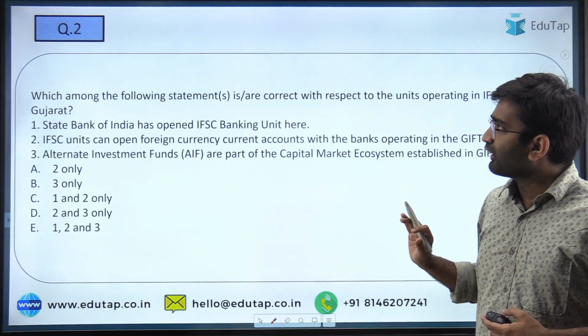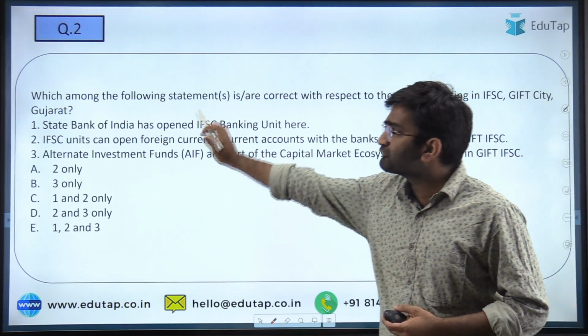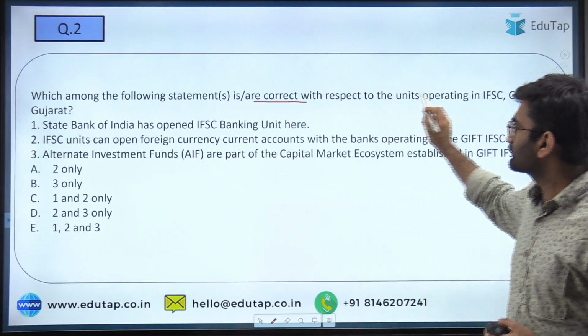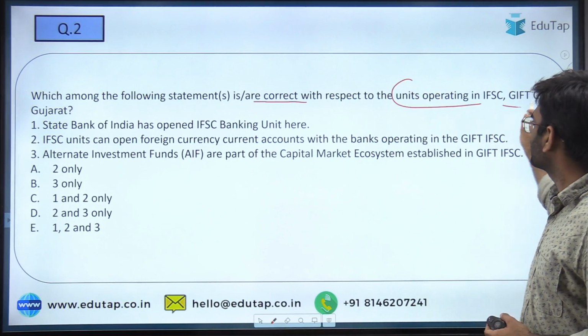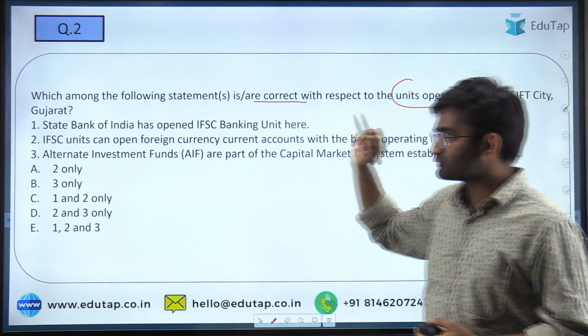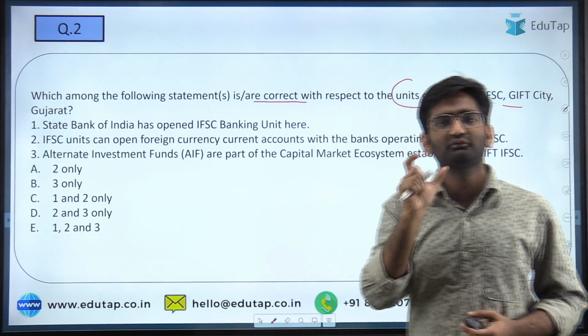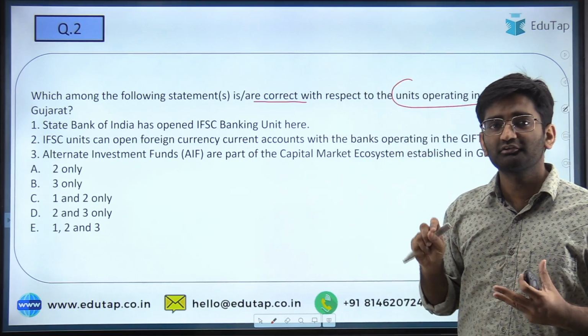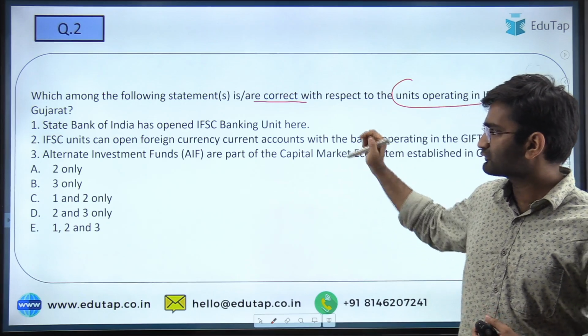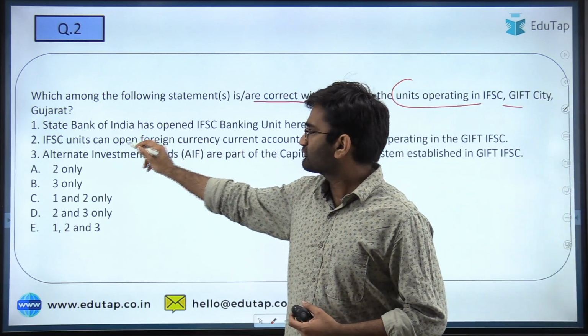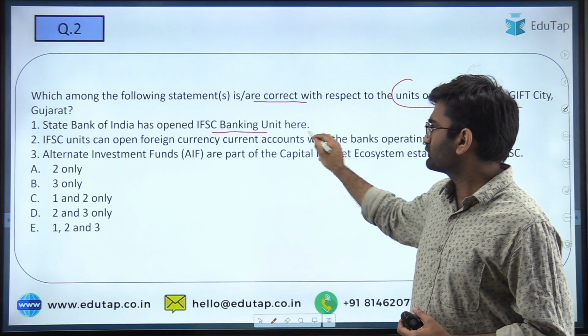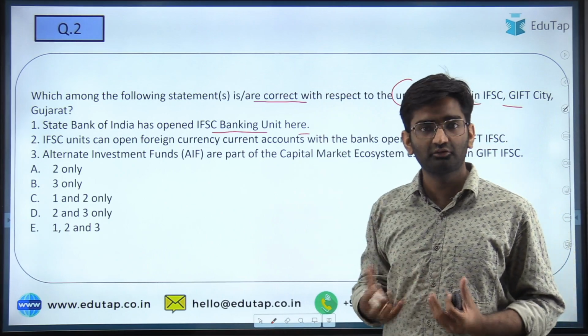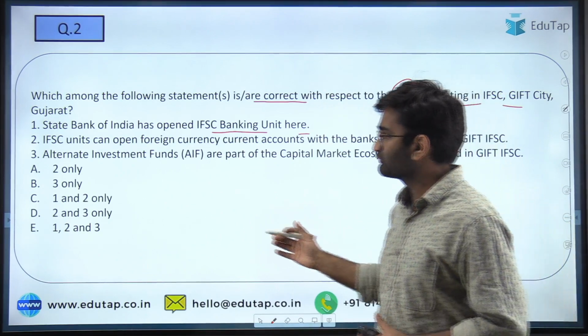Moving on. Second question in front of you. Which among the following statements is or are correct with respect to the units operating in IFSC Gift City, Gujarat? Specifically Gift City, Gujarat is what is asked here, right? We have only one IFSC obviously, so these statements cater to that. State Bank of India has opened an IFSC banking unit here. Has State Bank of India opened an IFSC banking unit here?